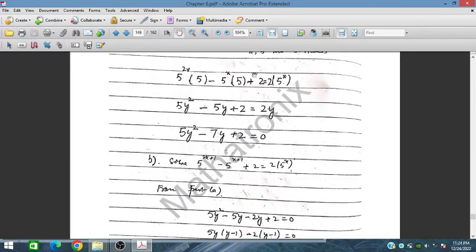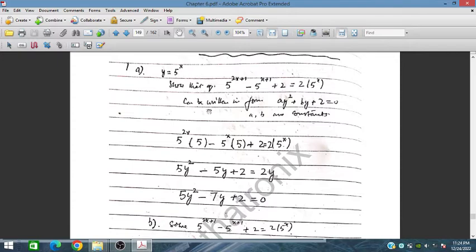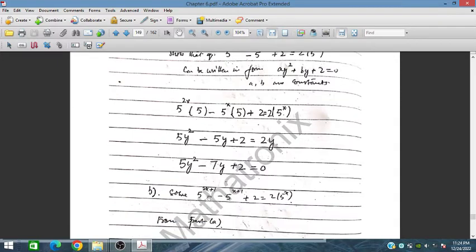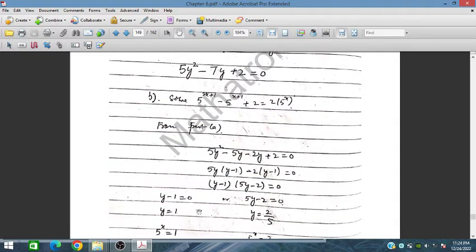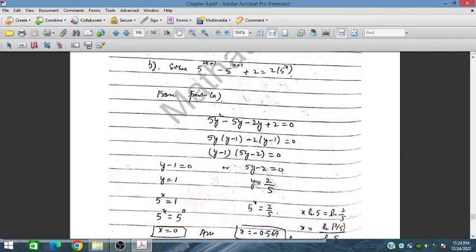Since we assumed that y equals 5 power x in part a, in place of y we write 5 power x equals 1. So 5 power 0 is 1. The base is the same, so the power is the same, so x equals 0 is one of the solutions.